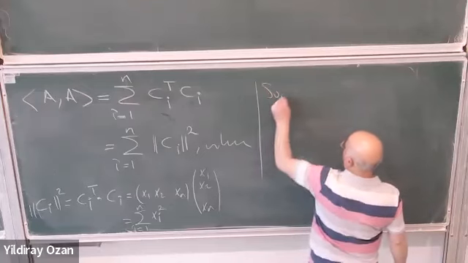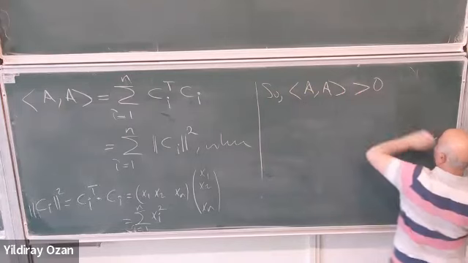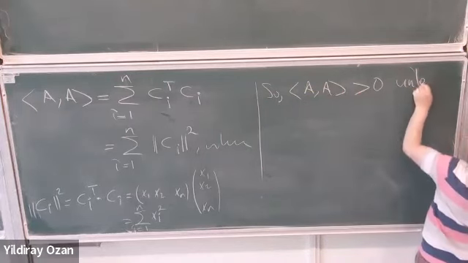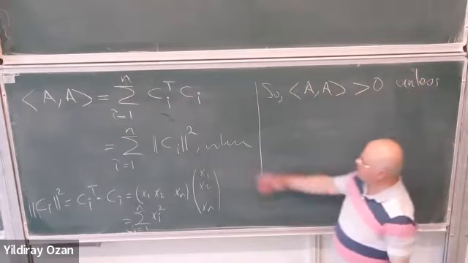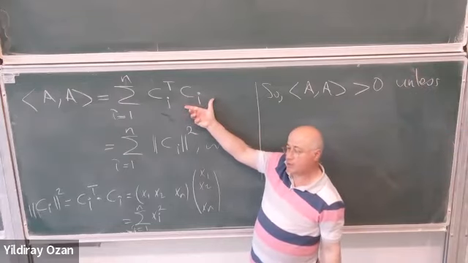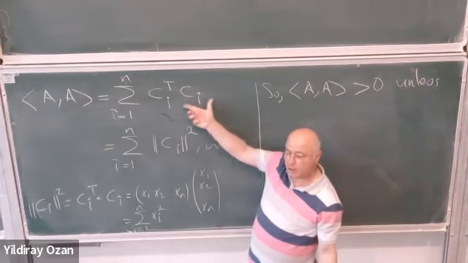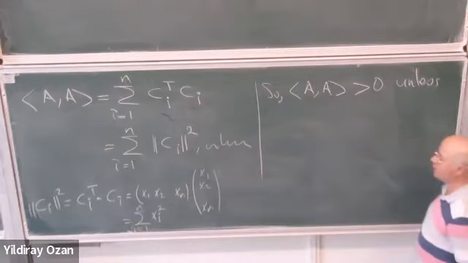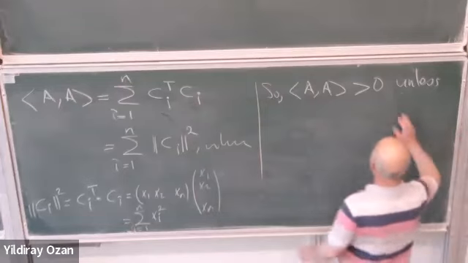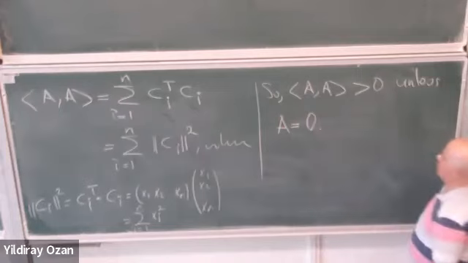Therefore, these are all non-negative, and actually this will be positive, provided that one entry is not zero. So this thing is strictly positive unless all these vectors are the zero vectors. But if all these vectors are zero, then A is zero because these are the columns of A. So if all columns are zero, then A should be zero.